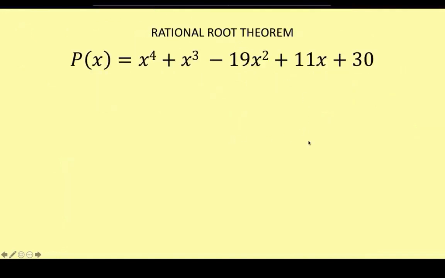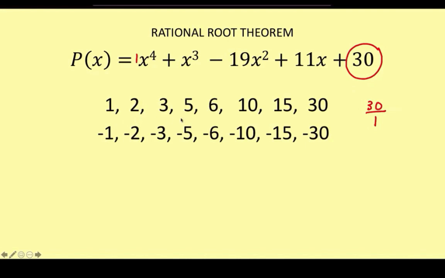The next theorem that we're going to use is the rational root theorem. It says that the possible rational roots of a polynomial function are factors of the ratio of the constant and the coefficient of the leading term. So the ratio of 30 over 1. And what are the factors of 30 over 1? All the possible factors of 30 over 1 are listed here. A total of 16 possible rational roots. And take note that we are looking for 4 roots, either positive real, negative real, or imaginary.